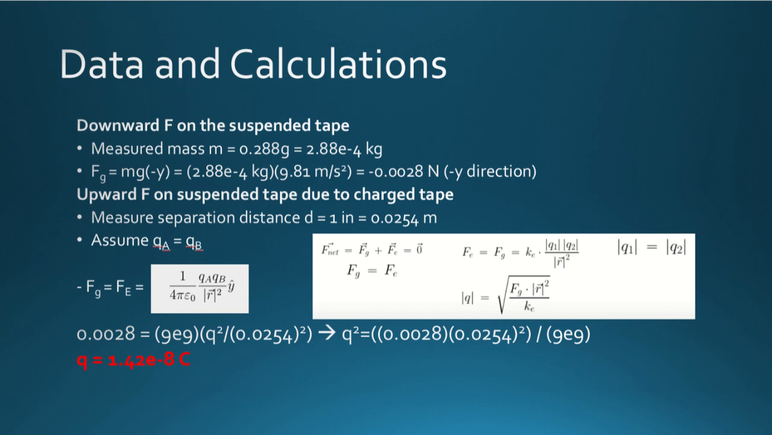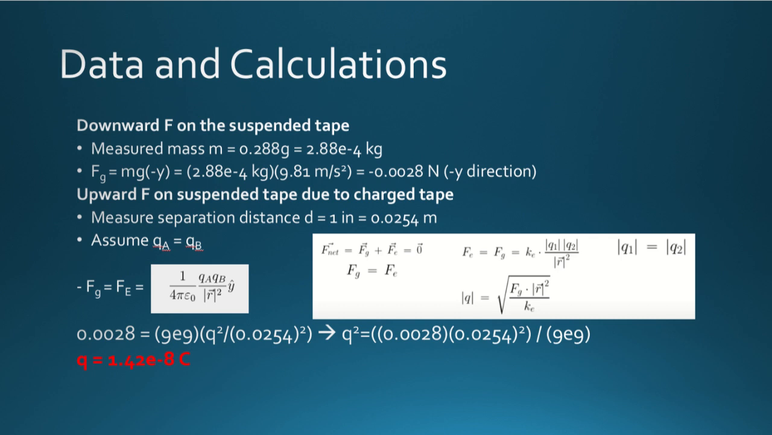And since we know that the electrical force is equivalent to the force of gravity, we're able to substitute that into Coulomb's law. And using the following equations, we're able to find the charge of the tape, which is 1.42 times 10 to the negative 8 coulombs.